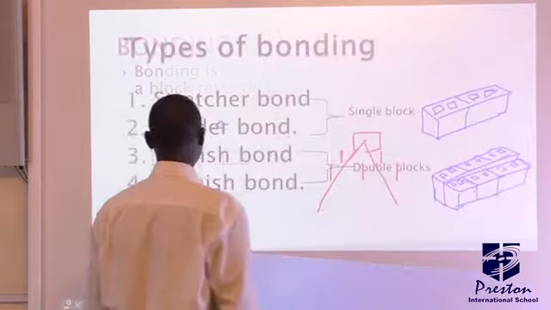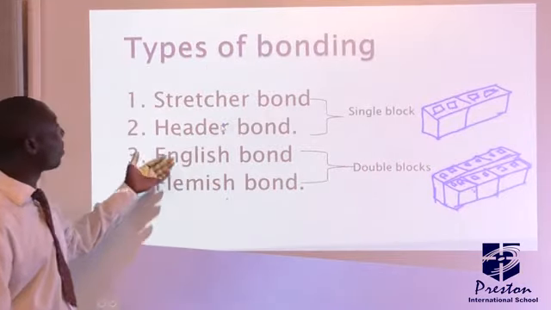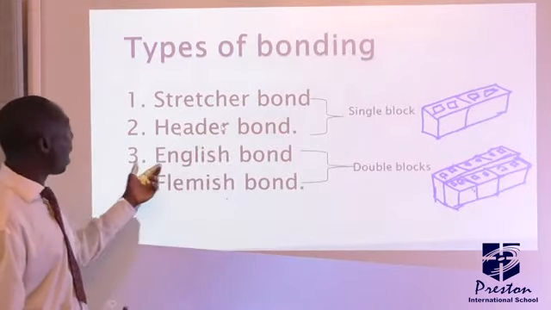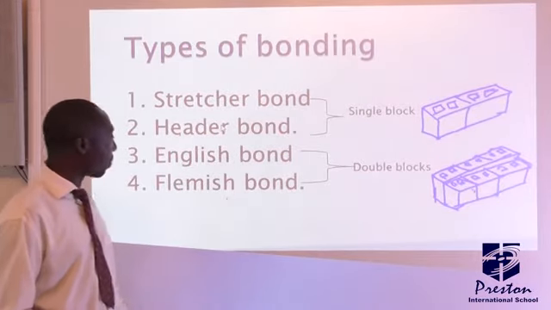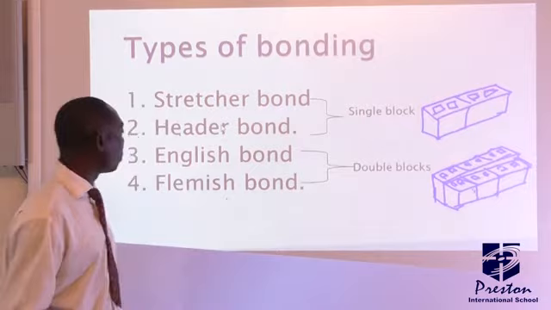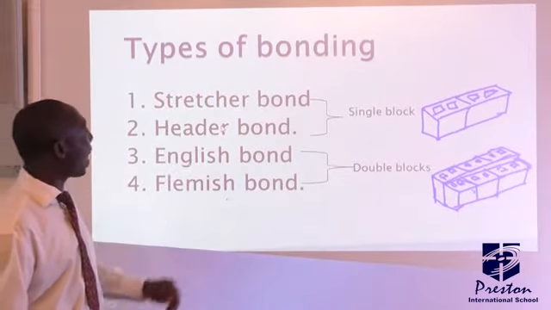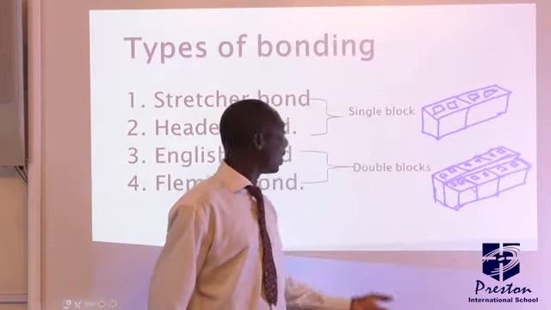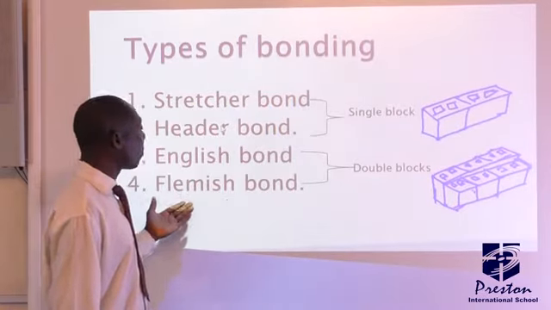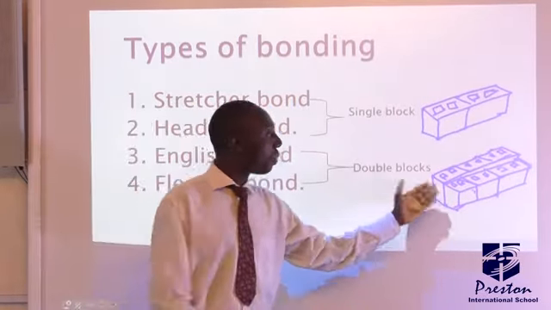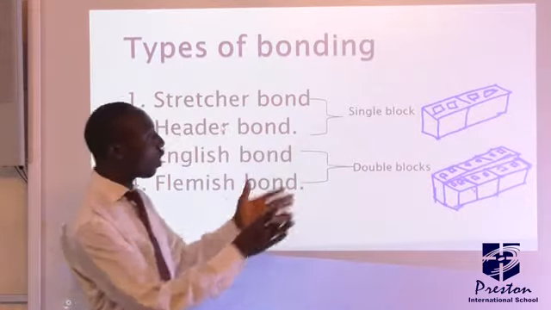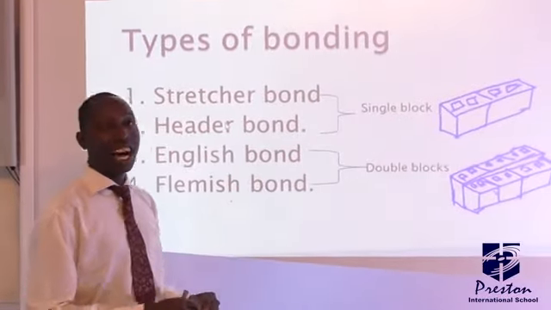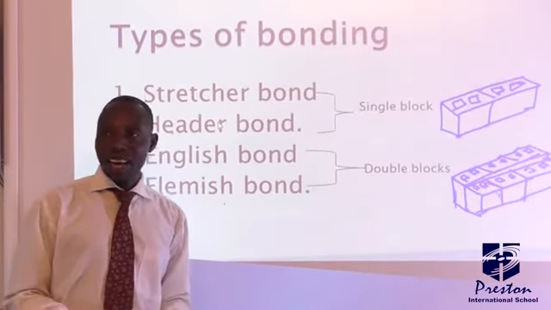Let's quickly look at the types of bonding that we have. We have the stretcher bond, the header bond, the Flemish bond, and of course the English bond. Now, the stretcher and header bonds are single block type like this, while the English and Flemish bonds are double block type. That is, you arrange double blocks, but the courses on top of each other change the direction. So I think we'll stop here for today.